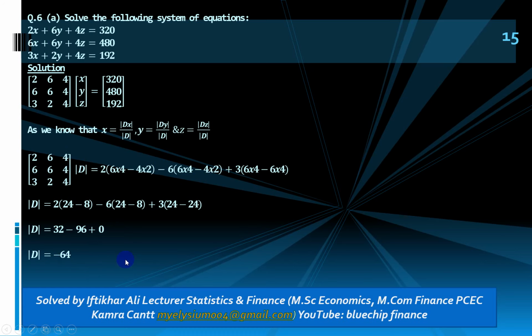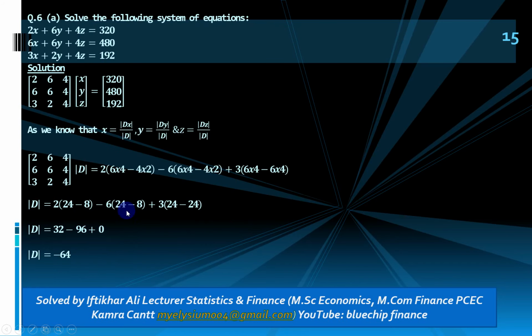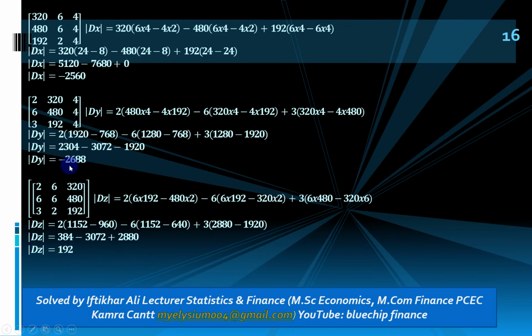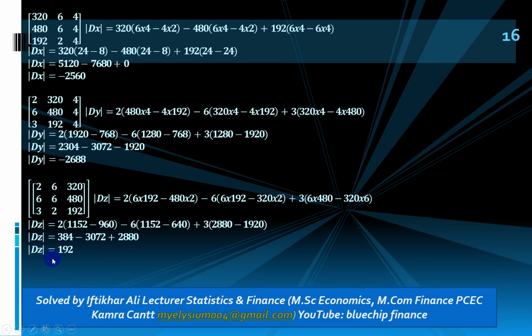Now you will have to repeat this step 3 more times. First of all, take this column, place here and repeat this whole step, and the result will be the determinant of x as given here. After that just take this column, place here and repeat this whole step. It is equal to the determinant of y. After that take this column and place here and repeat this process, and the result will be the determinant of z.